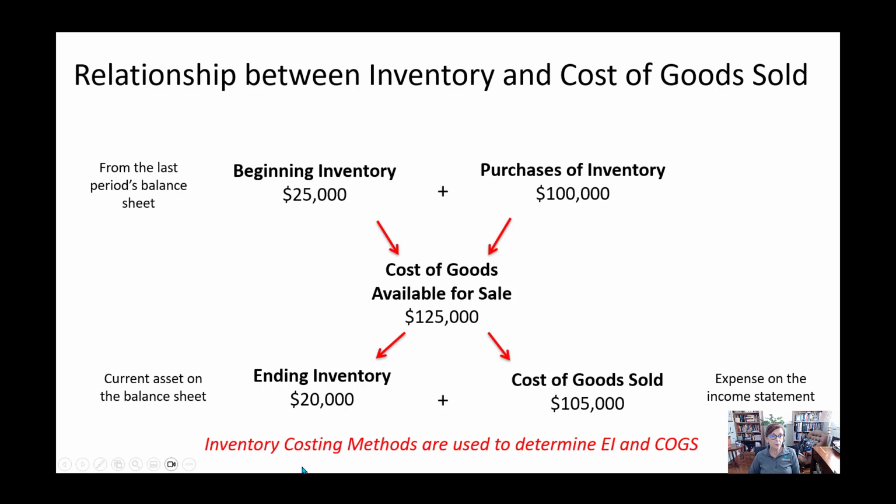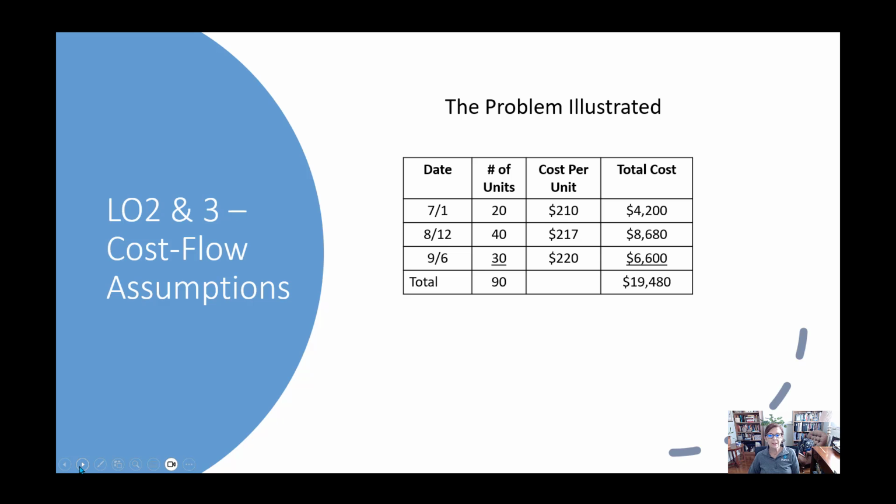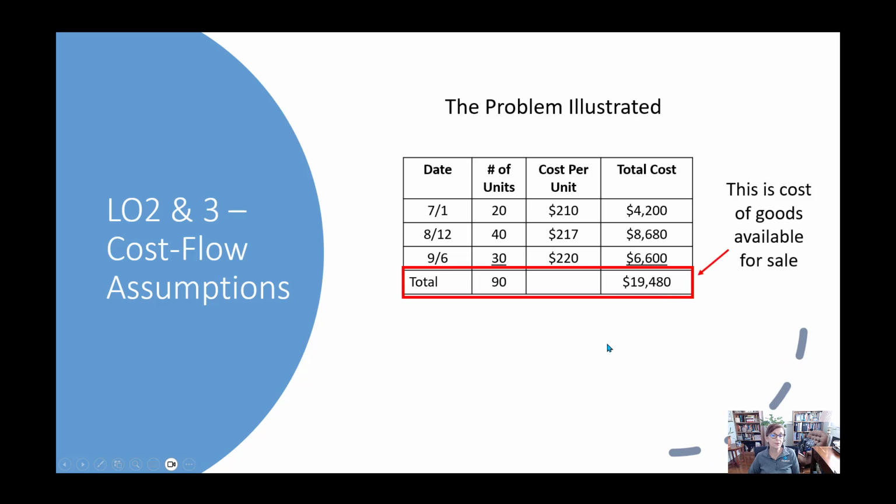Now, we're going to use inventory costing methods to determine how much our ending inventory and cost of goods sold are. Let's see why. Let's say that we're doing an inventory for the third quarter for a company, and they started the third quarter, July 1st, with 20 units of inventory that cost them $210 each, so $4,200. They had 2 purchases during the quarter, so for the quarter they had 90 units and $19,480. That is their cost of goods available for sale, right? So $19,480, 90 units cost of goods available for sale.